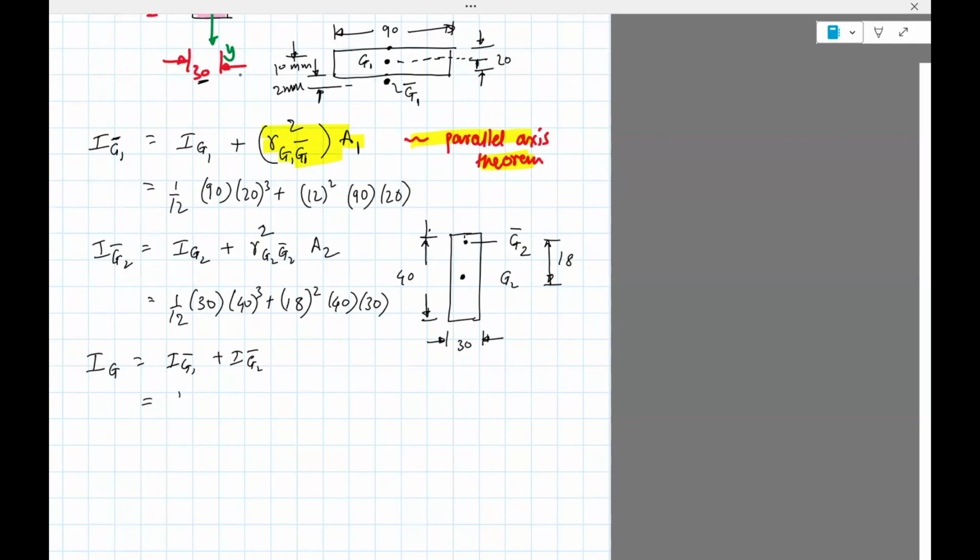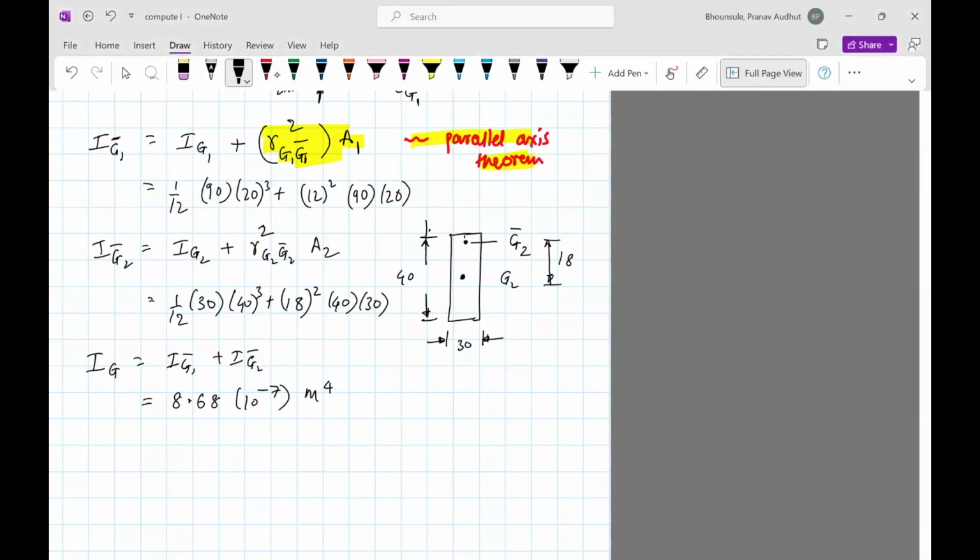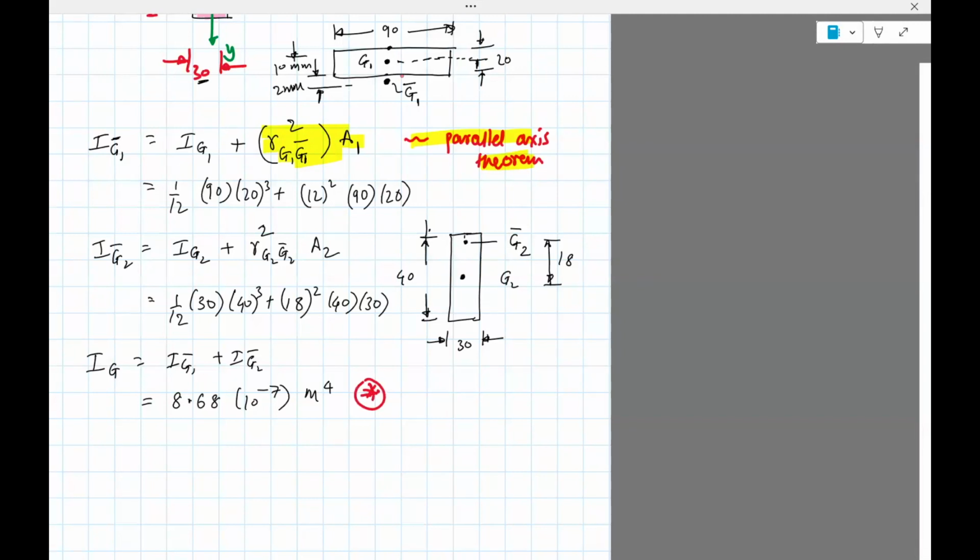8.68 times 10 raised to negative 7. Actually, this is in meters, m raised to 4. It's a very small value, 1e negative 7. So this is what we were after.